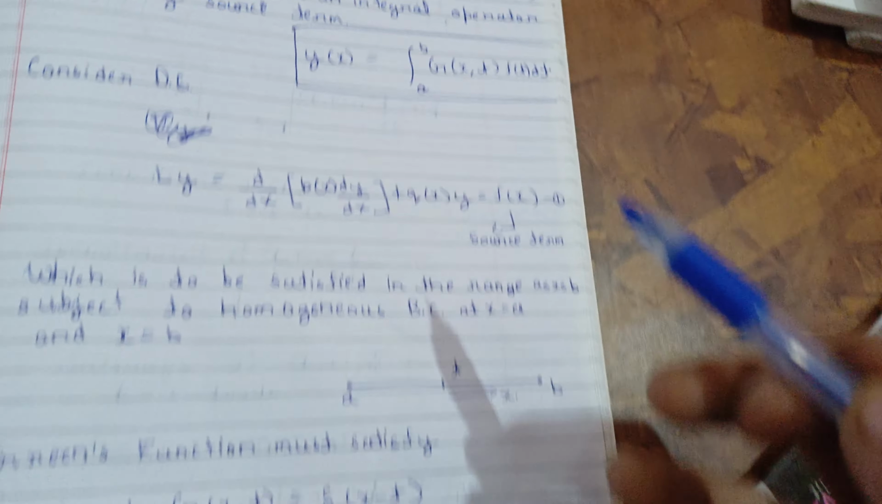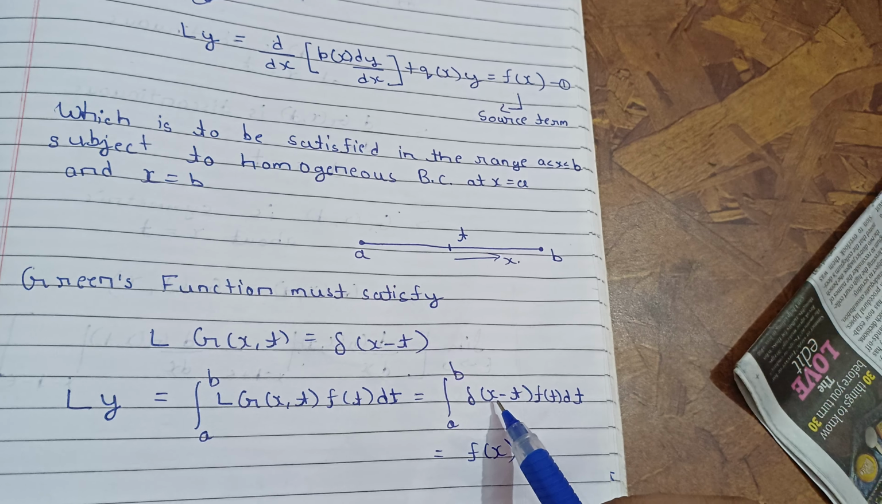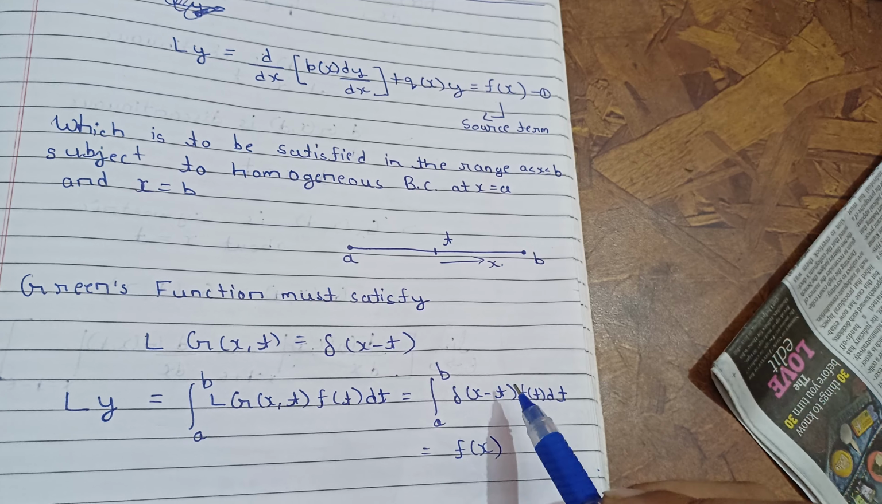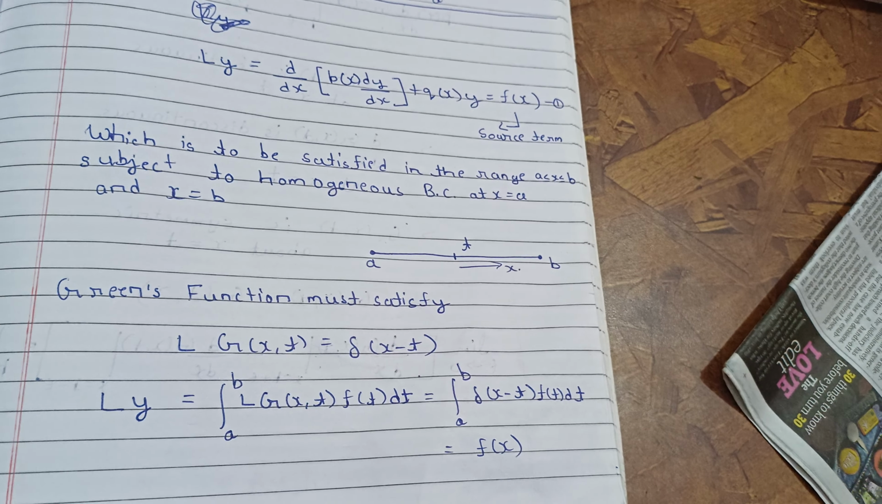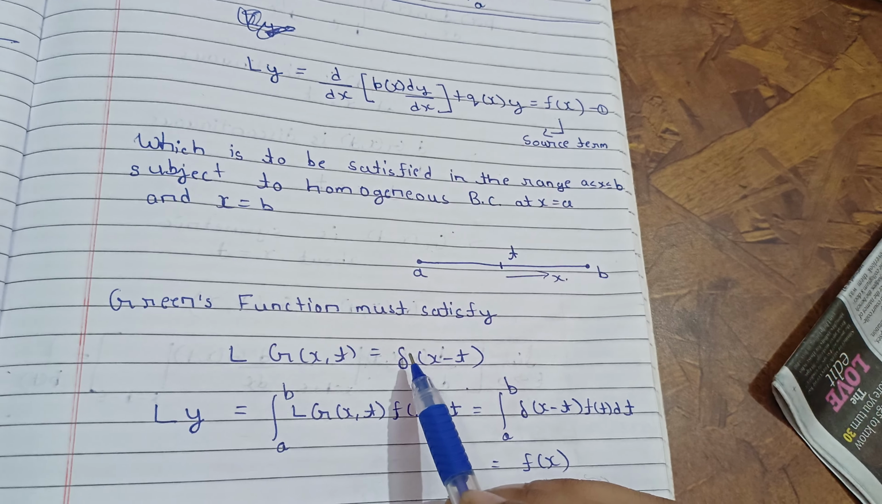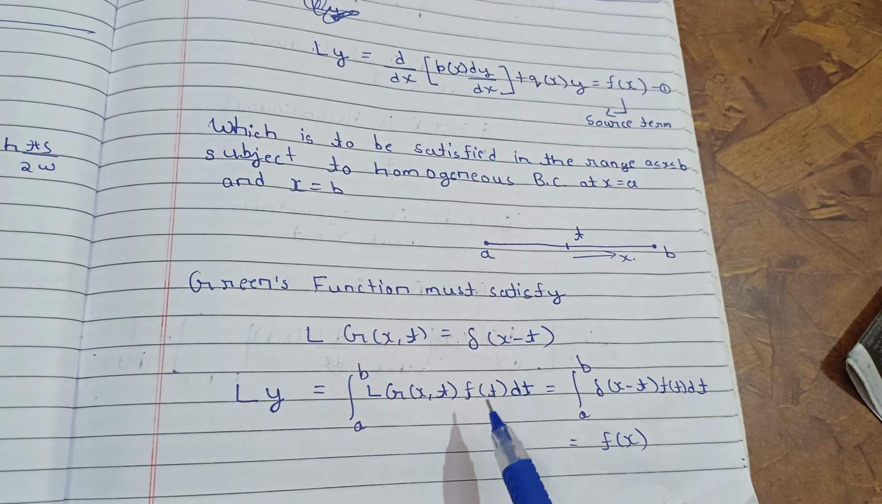In place of this we are writing this. Now see, this integral is defined only for x equal to t, so this will be f(x), because the integral of the Dirac delta function is 1. This equals f(x) only when this equals the Dirac delta function δ(x minus t). So to satisfy this condition, the Green's function must satisfy this condition.